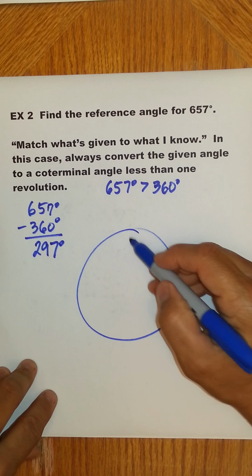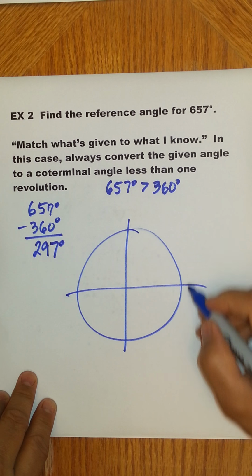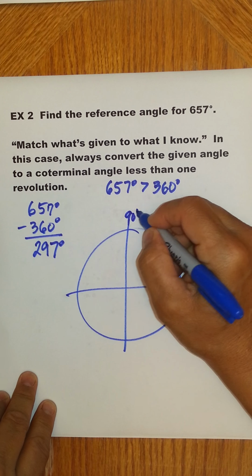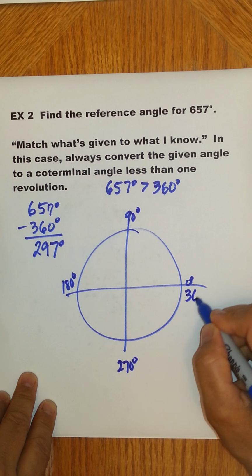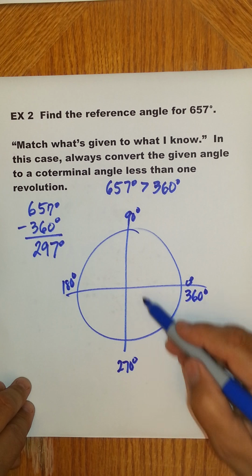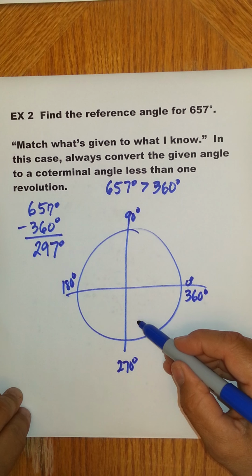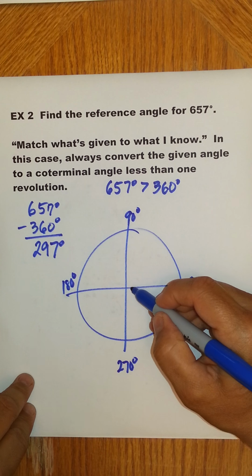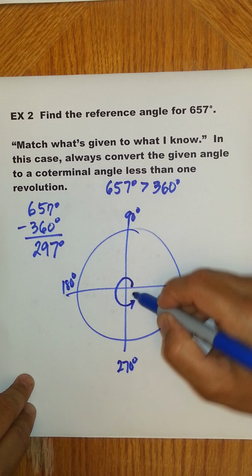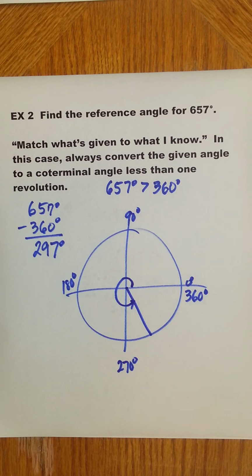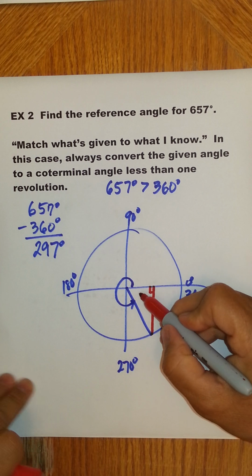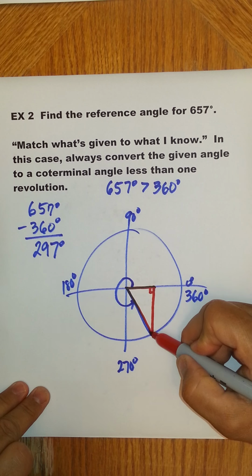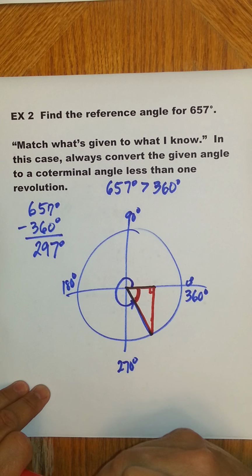So when I look at my circle and I say, oh okay, I'm going in the positive direction. Here's 0, 90, 180, 270, and now 360. I know 297 is beyond 270, and it's 27 degrees beyond, so I can just do this and say, aha, here's where my angle is, and now I can find my reference triangle. So I drop to the x-axis. This is my reference triangle, and I need to find this reference angle.